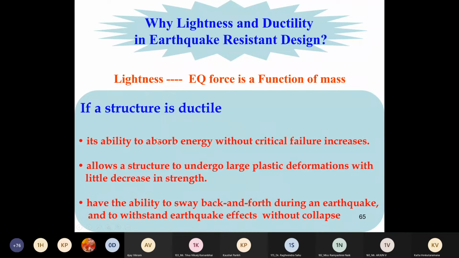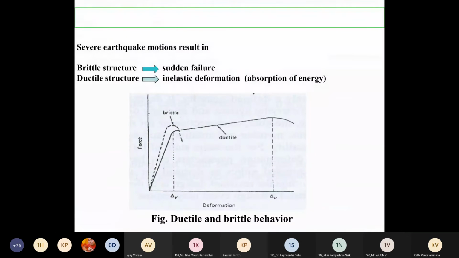If a structure is ductile, it has the ability to absorb energy without critical failure. Ductility allows a structure to undergo large plastic deformations with little decrease in strength, and have the ability to sway back and forth during an earthquake and to withstand earthquake effects without collapse. So our objective is to make the structure light and make it as ductile as possible.